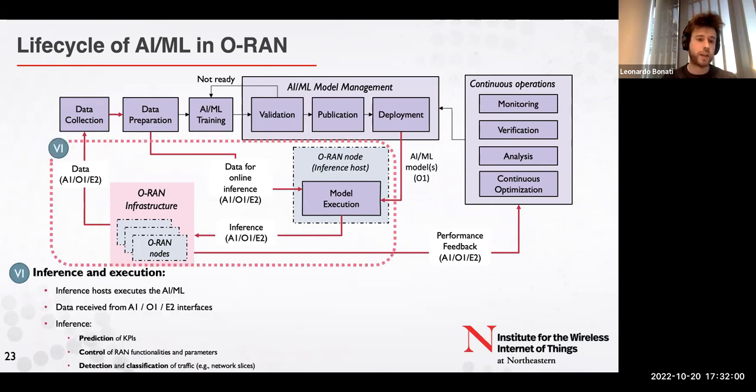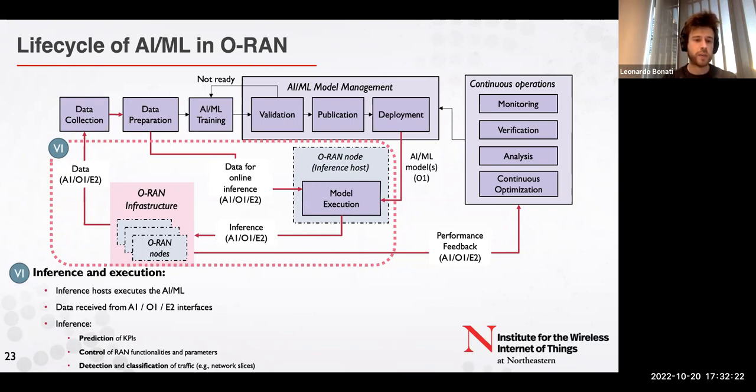After, we have the execution and the inference of the actual model. So the model, after it has been added to our catalog, is deployed on our network. And we have the actual execution of the model. The model retrieves the data from the run through the interfaces that I was mentioning before. So the A1, O1, and E2 interfaces.